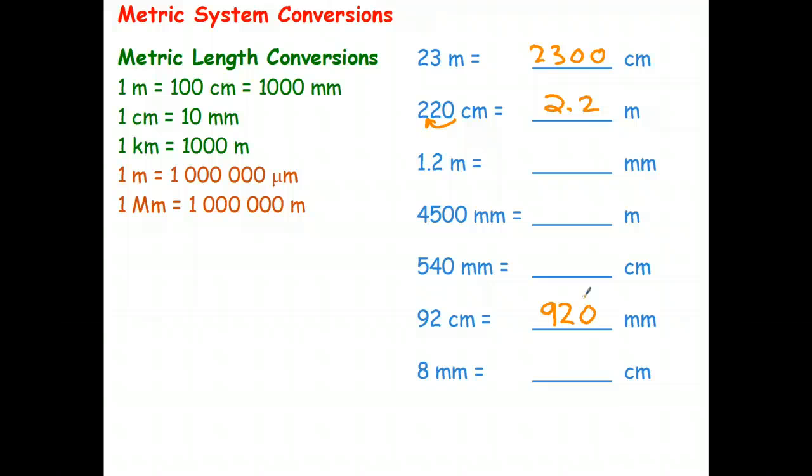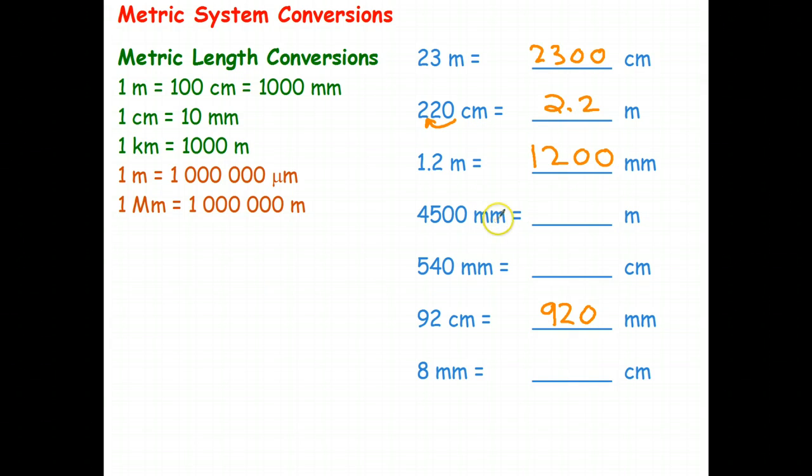Okay, welcome back, students. So let's see how you went on these next 4. Now here we're going from big units to small units. So because I'm chopping it into smaller units, I need more of them. There's 1,000 millimeters in 1 meter, so I need to multiply that by 1,000. I move my decimal point 1 place, 2 places, 3 places. I move my decimal point to the right 3 places. 1.2 meters is 1,200 millimeters.